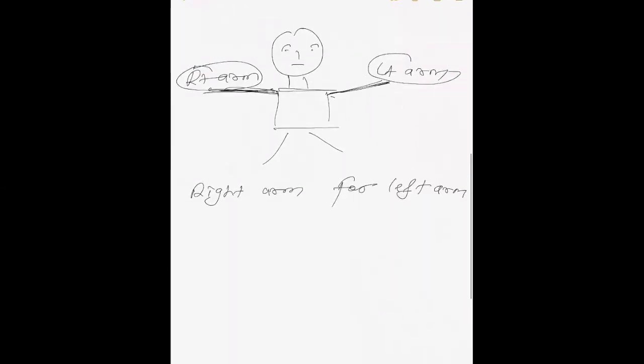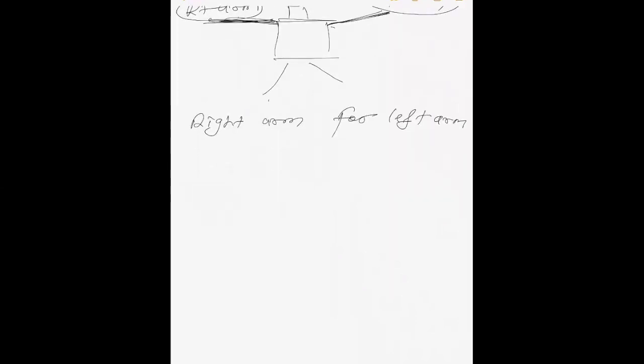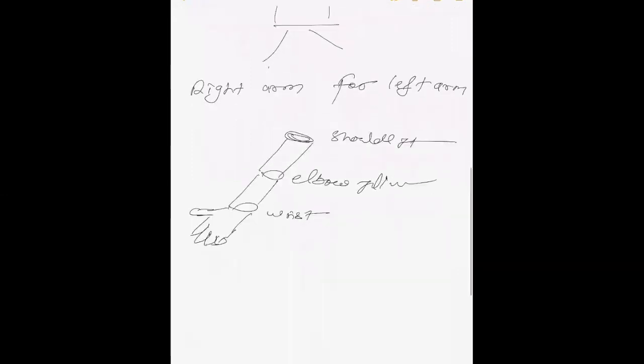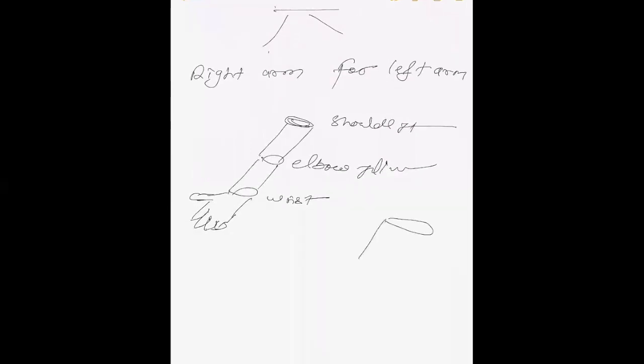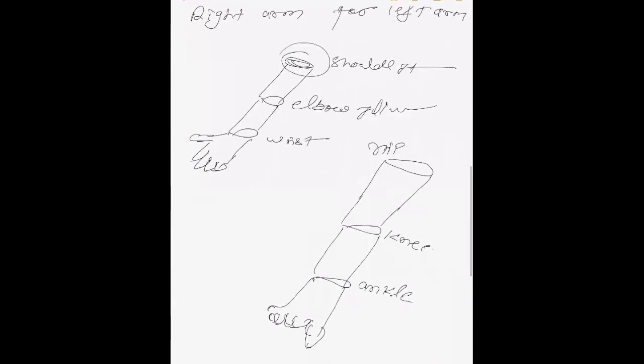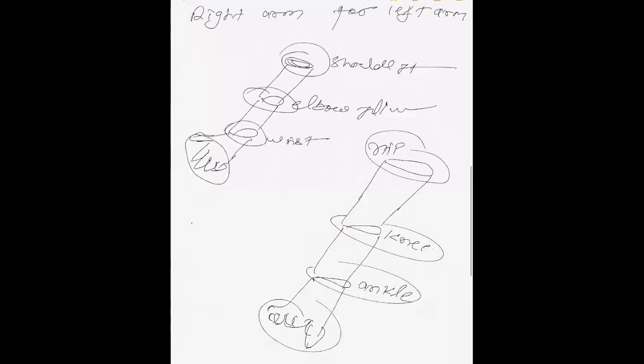Not only this, if we see the right arm, arm and legs look the same, because in the body, this is the arm, in the arm we have shoulder joint, then we have elbow joint, then we have wrist joint, then we have thumb and fingers. If we see the legs, in the leg also we have hip joint, then we have knee joint, then we have ankle joint, then we have toes. So if we do the comparison, shoulder joint looks like hip joint, elbow joint looks like knee joint, wrist joint looks like ankle joint, and fingers look like toes.